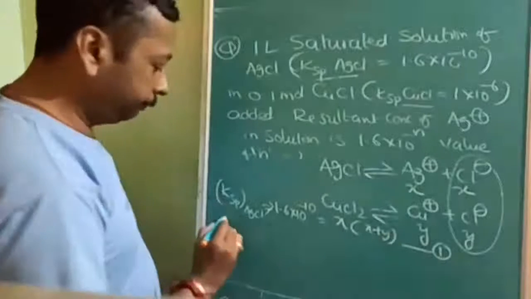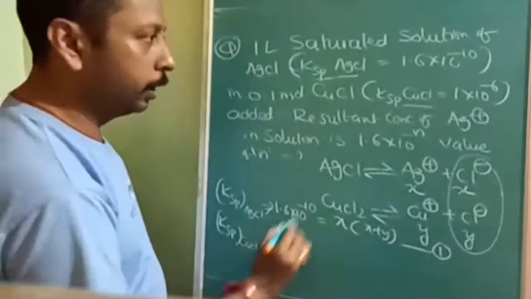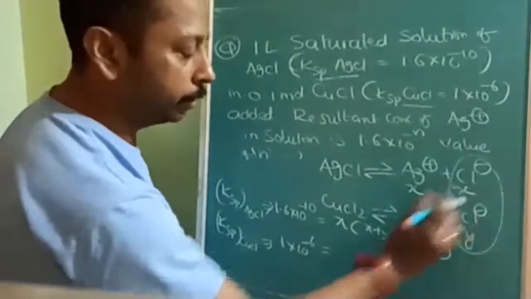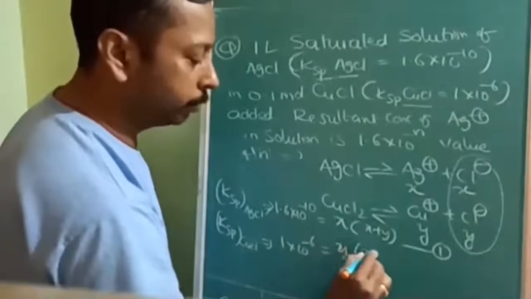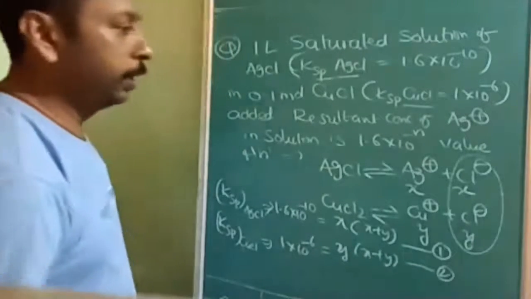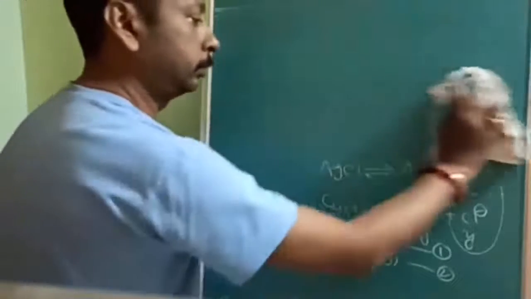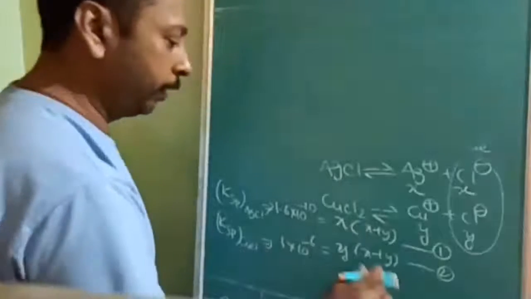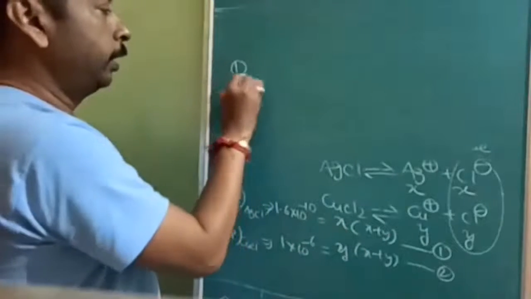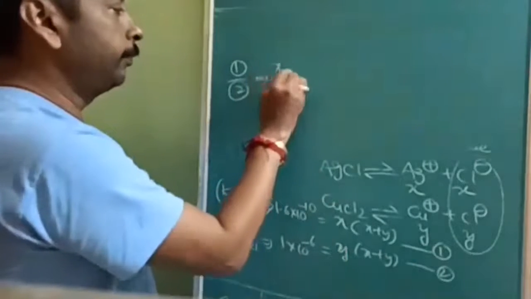Same way, KSP of CuCl is equal to 1 into 10 to the power of minus 6. Here it will be Y into X plus Y, equation 2. Is that clear? Now I am erasing this. Simply what you have to do is divide both of them. Once you divide, you will get the answer. Equation 1 divided by equation 2, what will you get? X by Y.